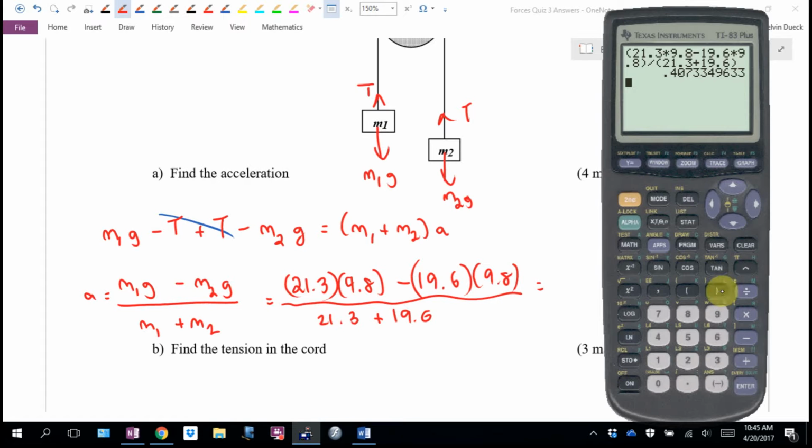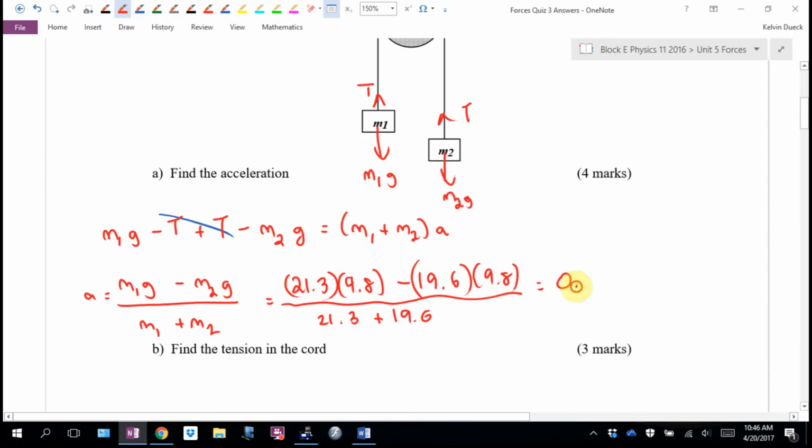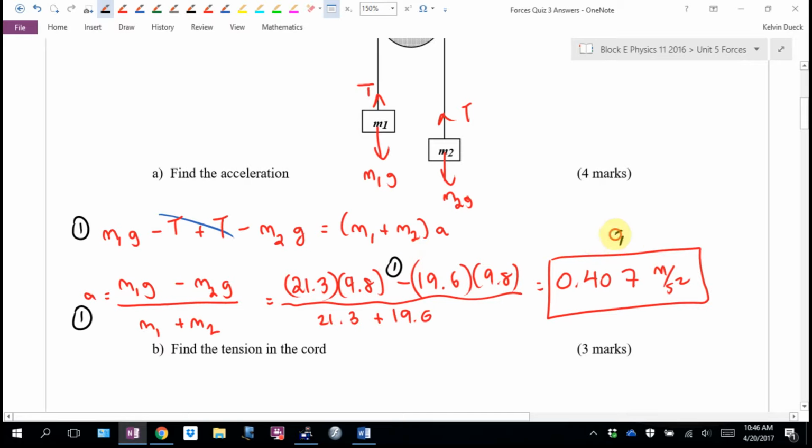I guess I went to 3 sig figs with my masses, so I'll go to 3 sig figs. 0.407 meters per second squared. If you got that, 4 out of 4. Mr. Dewick, why did you make this worth 4 marks? Because I can't help noticing that you wrote 1, 2, 3, 4 lines worth of work. I could have made it worth 2 marks and given you a half mark for each line as well, but there you go. But again, if you get the right answer, full marks.